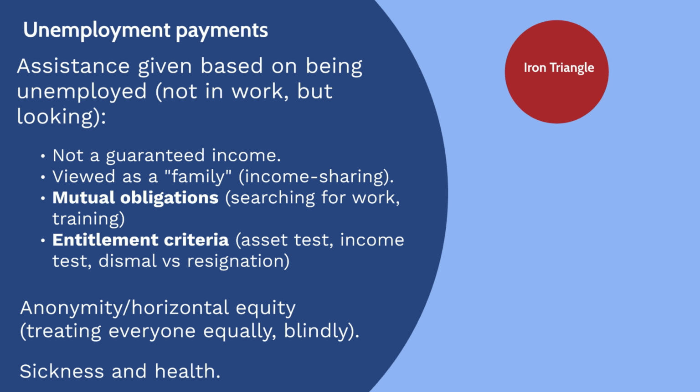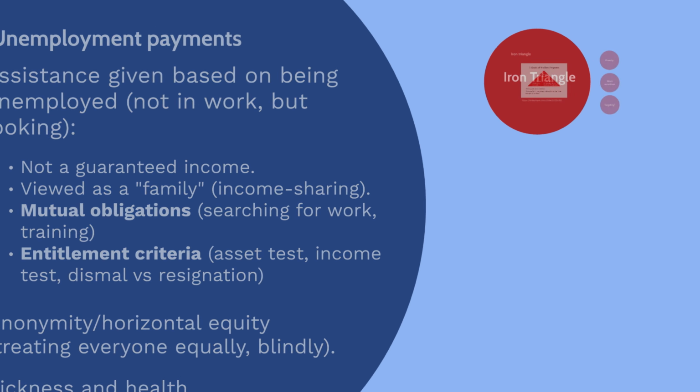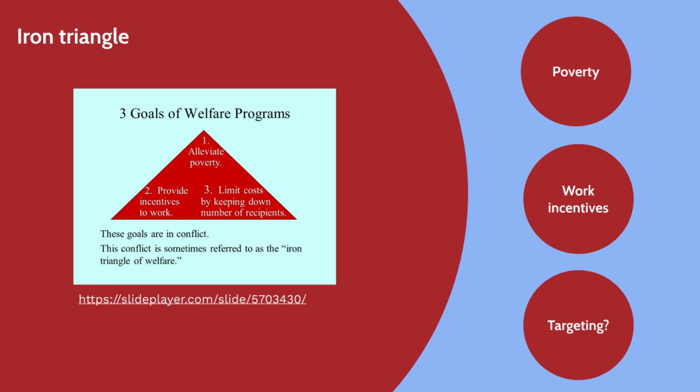The first concept I want to focus on here is what's called the iron triangle of welfare. So there's a lot of iron triangles across all sorts of economic concepts, but this one refers specifically to welfare programs. So the iron triangle says that you have three different goals of a welfare program. One is to alleviate poverty, one is to provide work incentives, another is to limit costs, to keep the fiscal costs low. One way to think about this is if you have a certain amount to spend, then if you could target it really well, you could really alleviate poverty.